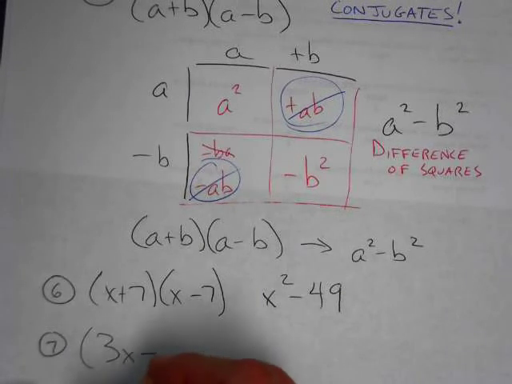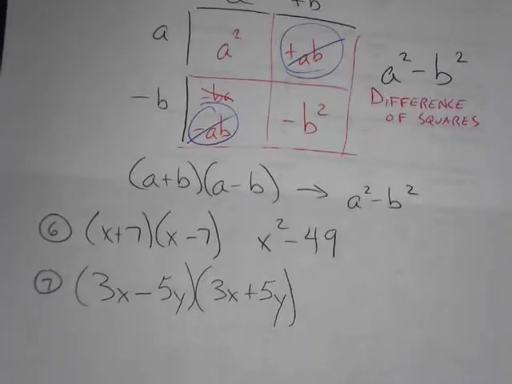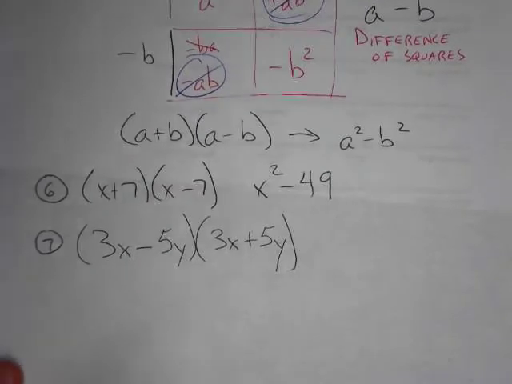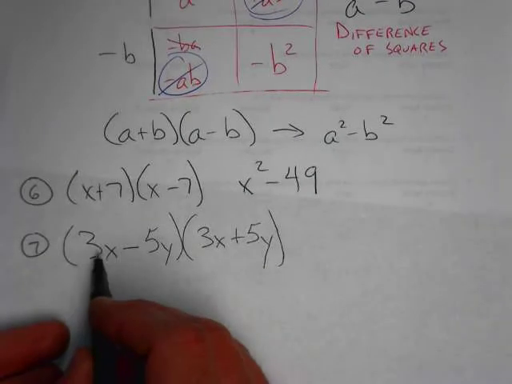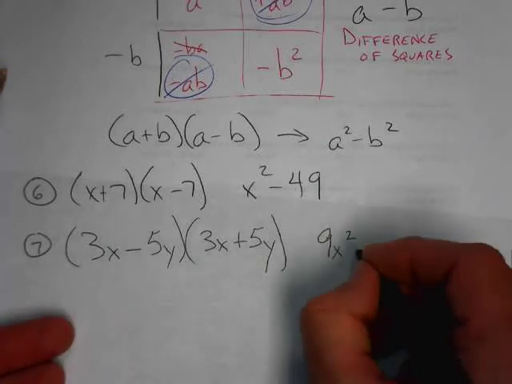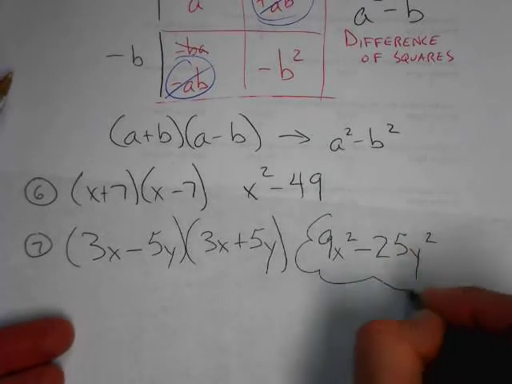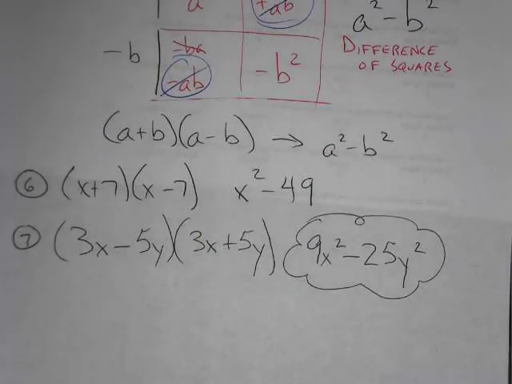Lastly, number 7, 3x minus 5y, 3x plus 5y. I hope you are recognizing that those are conjugates. And if those are conjugates, we end up with a difference of squares: 3x times 3x and 5y times 5y. How cool is that?